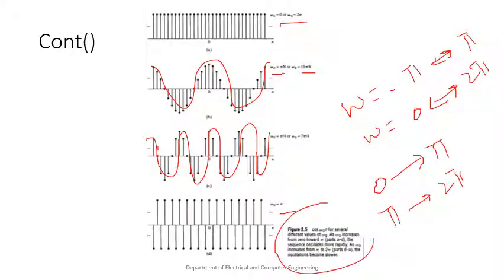So you can read this for cos omega naught at several different values. As omega naught increases from 0 to pi, the sequence oscillates more rapidly. As omega naught increases from pi to 2 pi, the oscillation becomes slower. If you see here, after pi we are going towards 7 pi by 4, 15 pi by 8, and then 2 pi. Oscillation reduces. So from 0 to pi oscillation increases, and from pi to 2 pi oscillation decreases.